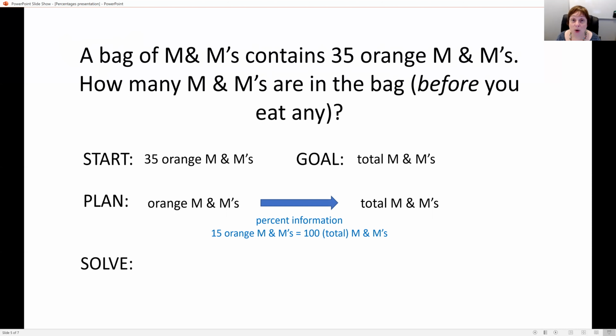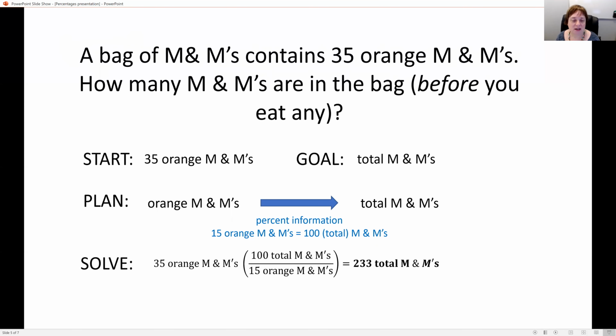So we can do this in one step. We'll use our percent information. 15 orange M&Ms equals 100 total number of our M&Ms of all kinds. So that's how we're going to use that percent information. We've translated it into something that looks like a conversion factor, like we've been using in other types of problems. So now we can use that unit and material information to help us set that problem up right side up.